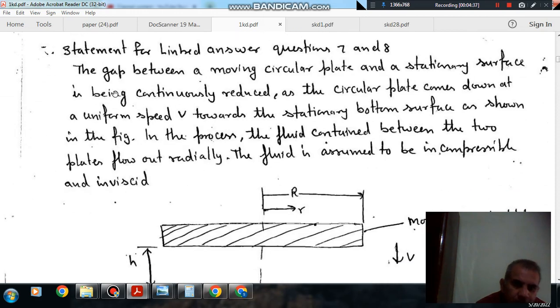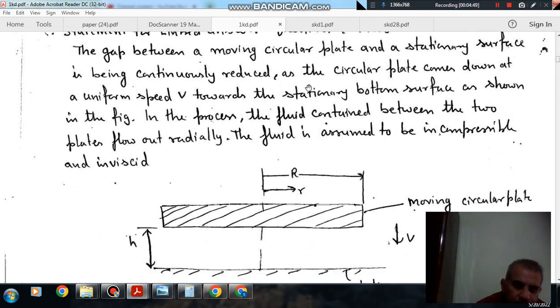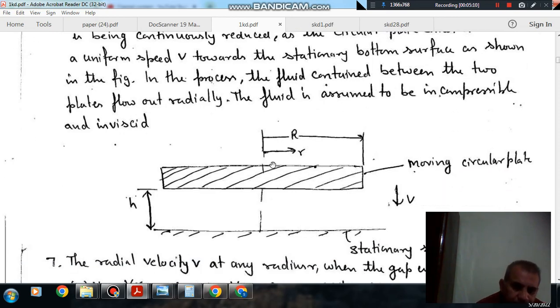Next, the statement for linked answer questions 7 and 8. The gap between a moving circular plate and a stationary surface is being continuously reduced as the circular plate comes down at a uniform speed V toward the stationary bottom surface, as shown in the figure. In the process, fluid contained between the two plates flows out readily. The fluid is assumed to be incompressible and inviscid.